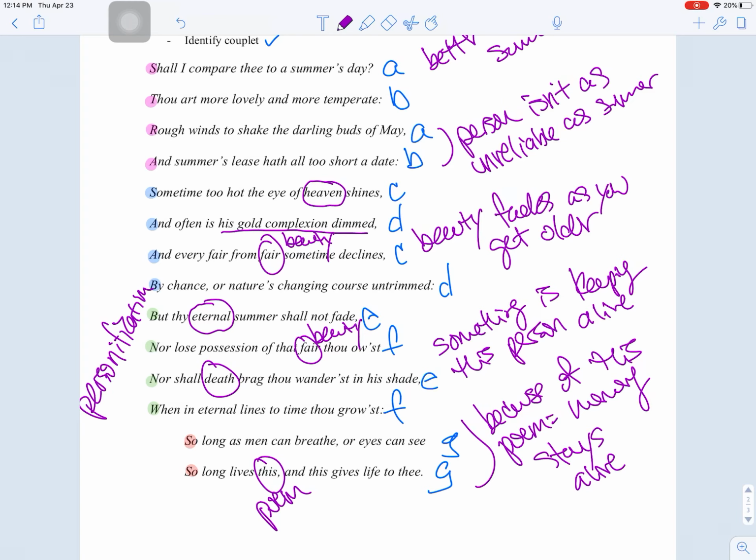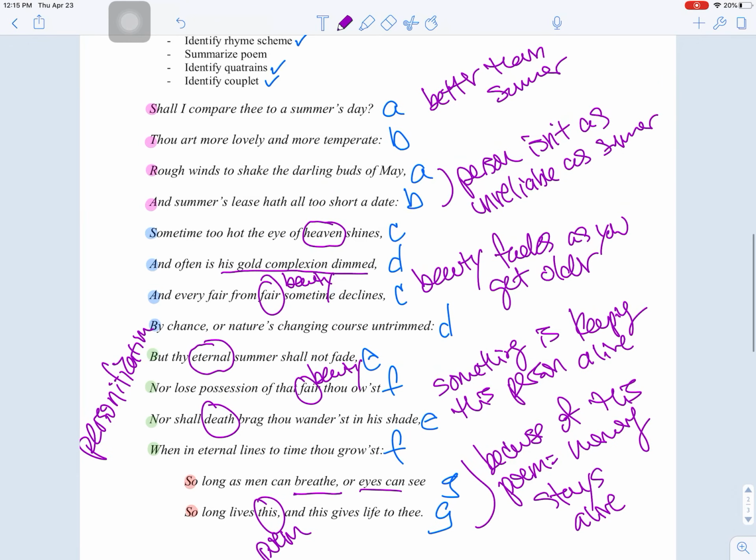So essentially, what this poem is doing is it's comparing the memory of someone, right, to a summer day, and it's saying that their memory and their beauty will never fade, because as long as people, like men, can breathe or have eyes, right, they will be able to remember this person through this poem. This poem gives life to thee.